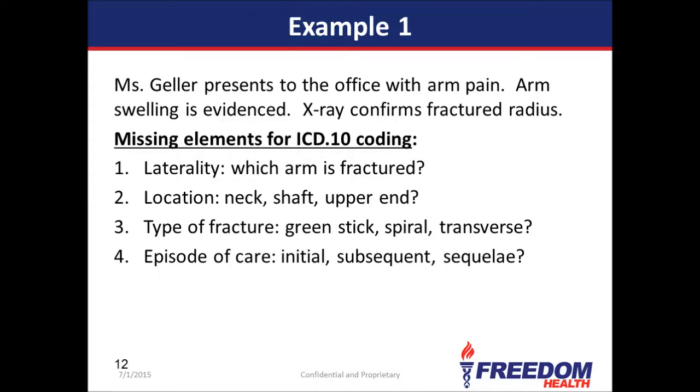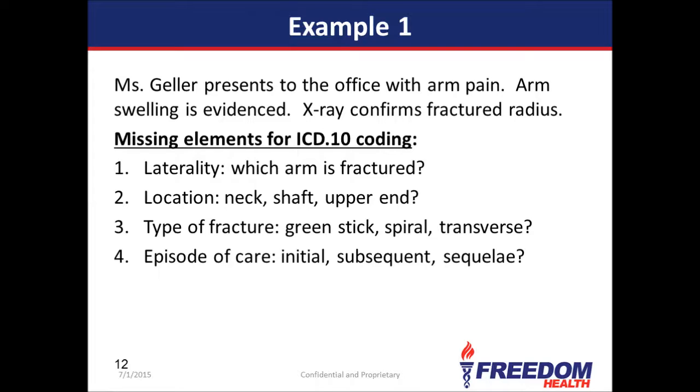In this slide, Ms. Geller presents to the office with arm pain, some swelling, and the X-ray confirms a fractured radius. That's not very good documentation for ICD-10. ICD-10 would like to know which arm is fractured, the laterality, left or right. Is the radius fractured at the upper end, proximal or distal, the shaft? Is it a green stick fracture, a spiral fracture, a transverse fracture? Is this the initial episode of care, subsequent? Are we seeing union or non-union?